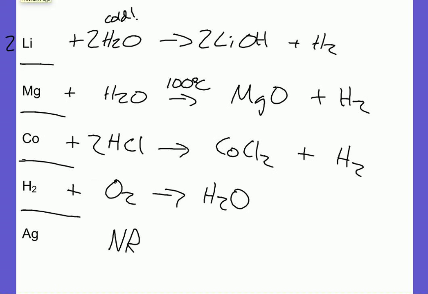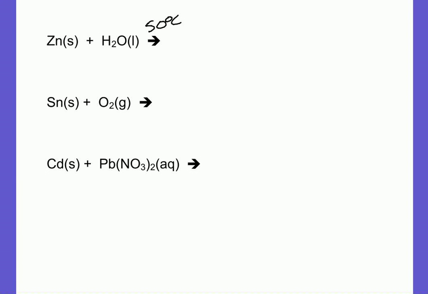So on this first one, it says zinc and water, right? On yours, it actually says zinc and water, and it says 50 degrees Celsius. Now, if you look at the activity series, zinc is in the same group as magnesium. And according to my example here, if I have anything in that group, I better have boiling water or this is not going to work. So if I say 50 degrees, this should be no reaction.